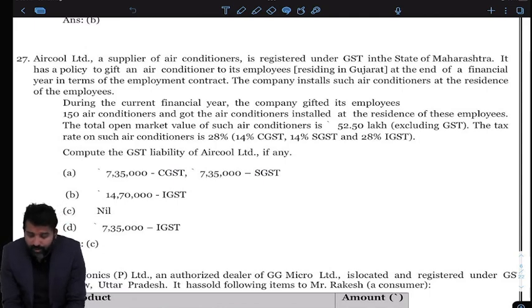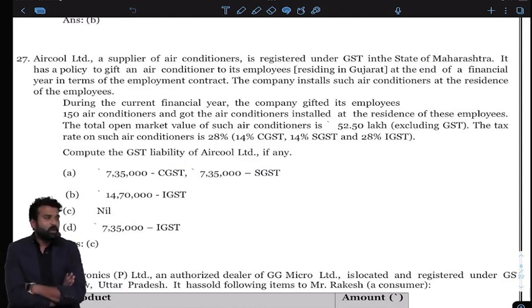Okay, thank you. So basically, a company is gifting 150 air conditioners, and they have installed them at the residences of the employees. What is the value of the air conditioners? The overall value of the total air conditioners is 52,50,000. Compute the GST liability. How much tax does the company have to pay? There are 4 options. Tell me what is the correct answer.